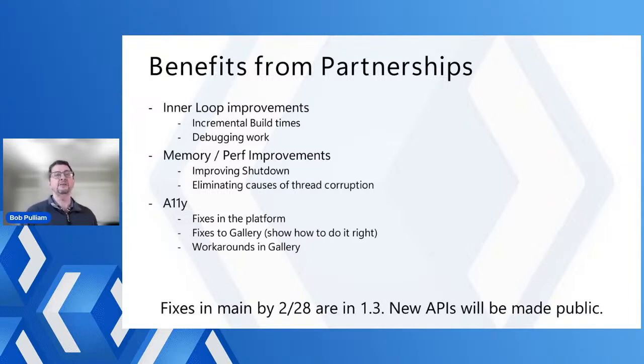And so the line at the bottom here is critical. Anything that was in main by February 28th, those changes are in the 1.3 release that is going public in roughly the next month. We've been making some additional APIs, and we're looking to get all of those new APIs in public as soon as we have the development done on that and rolling those out. So we are not doing a separate build for File Explorer or any of the others. This is one copy of WinUI that is going out to all of the customers who are using it.